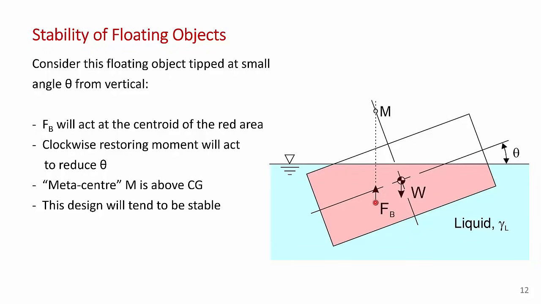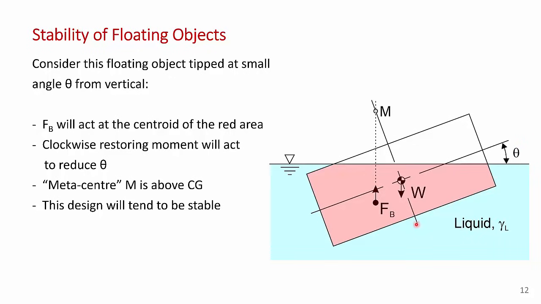Now, as you can see, the moment produced by the weight and the buoyancy force is in the clockwise direction, in the opposite direction of the initial displacement. So the moment caused by the buoyancy force for a wide, not so tall object restores the boat back to its level position.